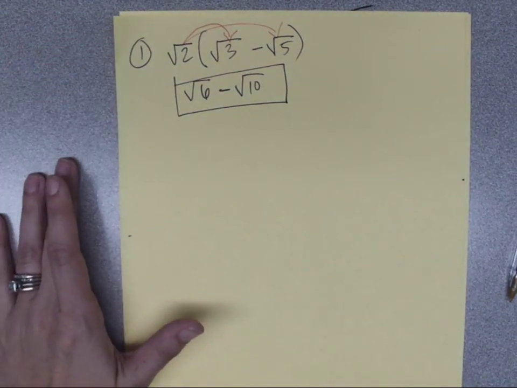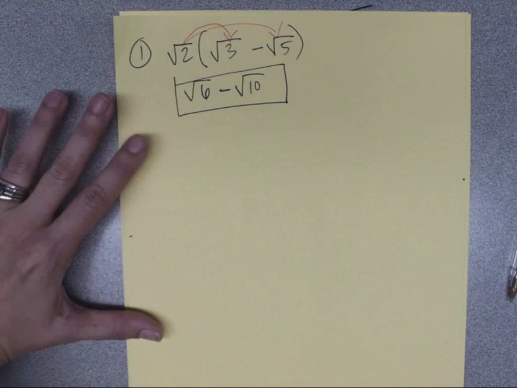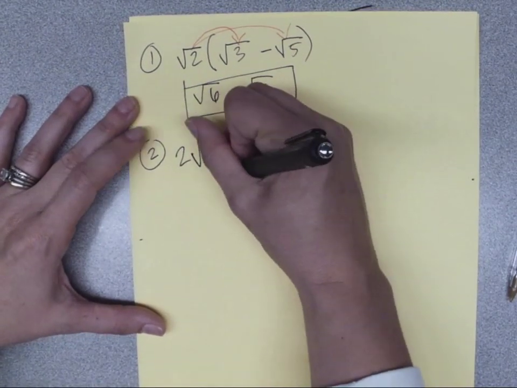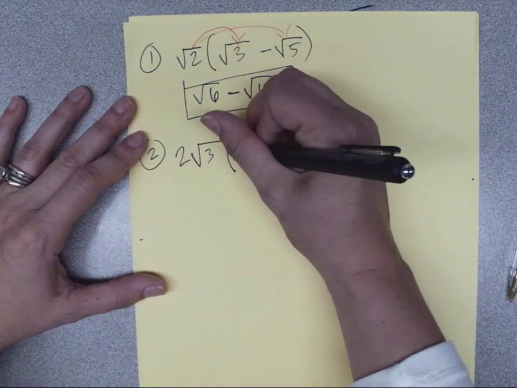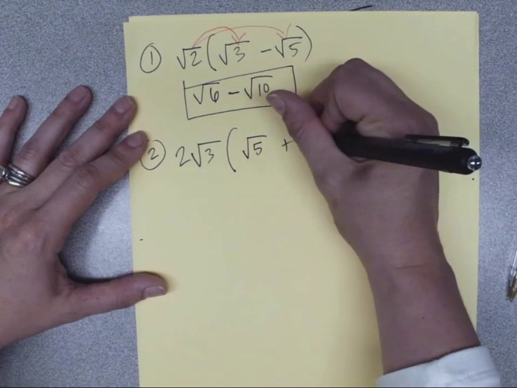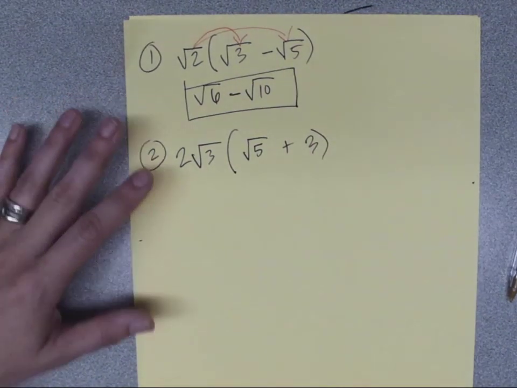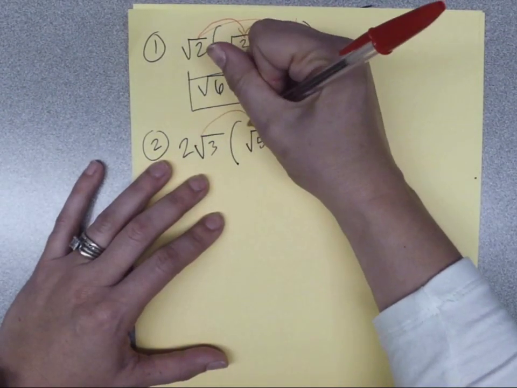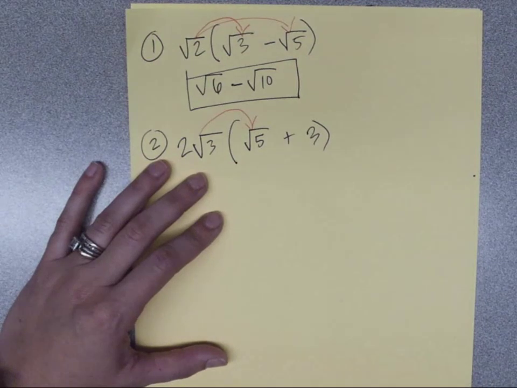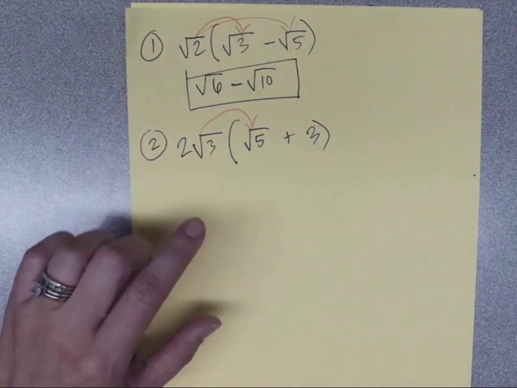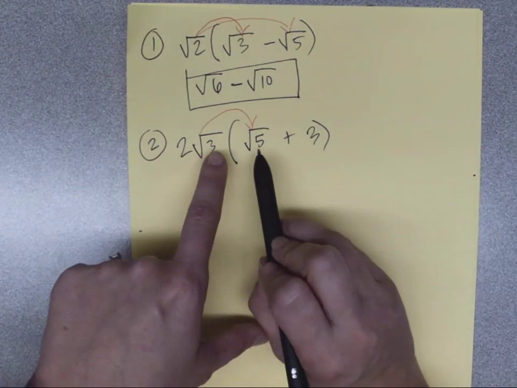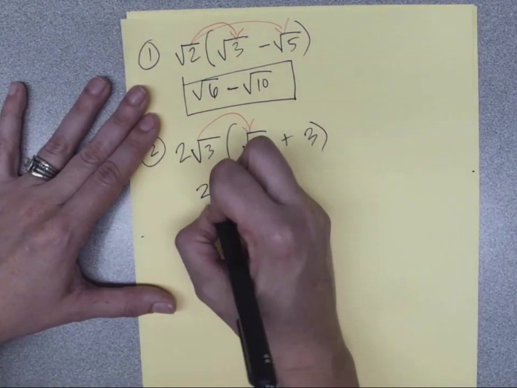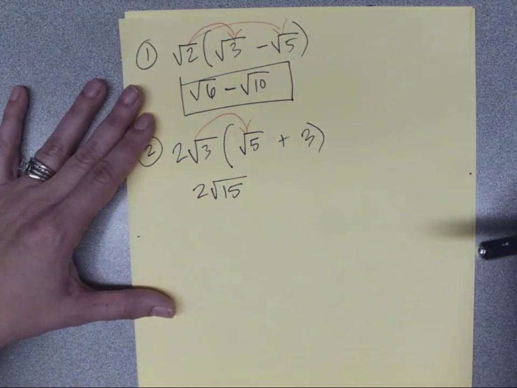Okay, let's do some more of those. What about if I had the problem 2 times the square root of 3 times the square root of 5 plus 3. Okay, so again, I'm going to distribute. 2 times the square root of 3 times the square root of 5 is, the 3 and the 5 are inside numbers, so I'm going to multiply those together, and I get 2 times the square root of 15.